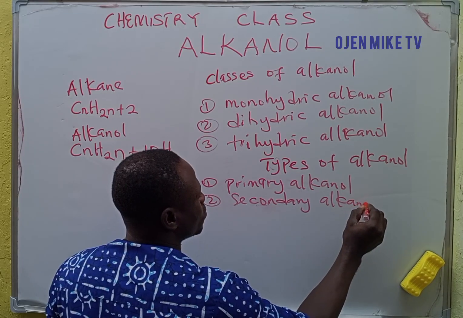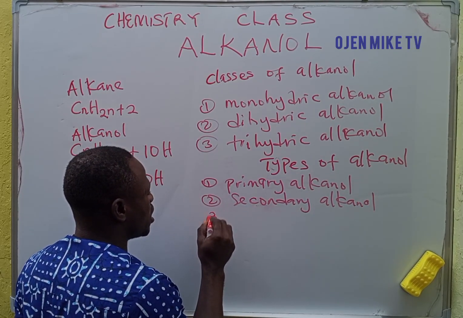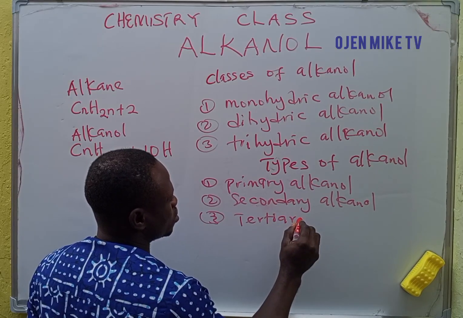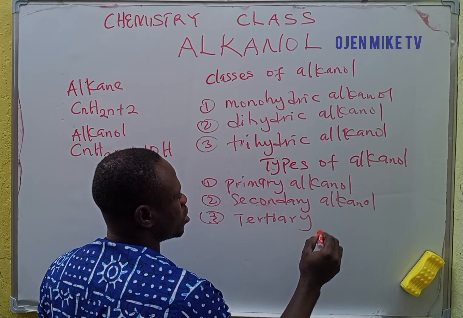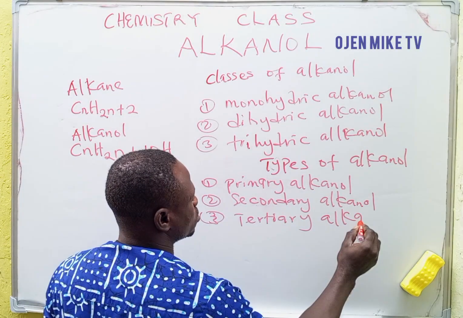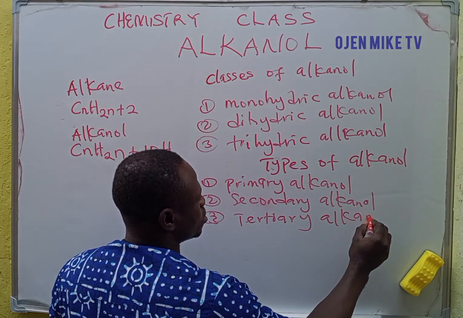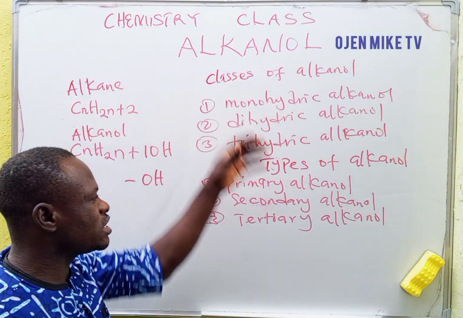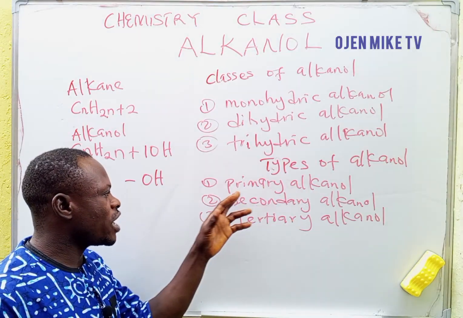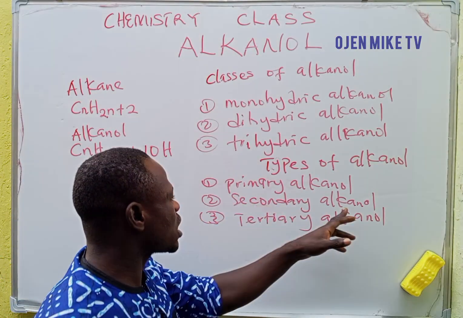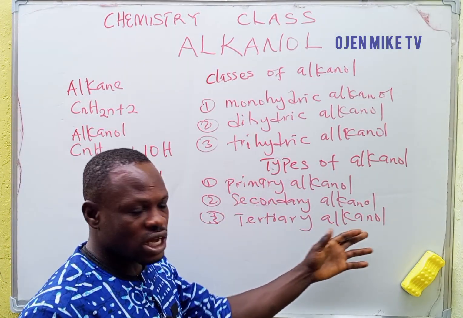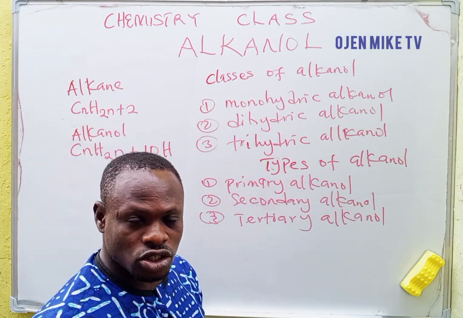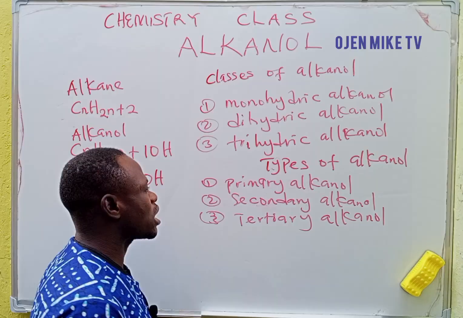And we have tertiary alkanol. So these are the classes of alkanol, and these are the types of what? Alkanol. We have primary alkanol, secondary alkanol, and tertiary alkanol. Now I'm going to explain it. Then in the next video I will teach you how to name the structure of alkanol.